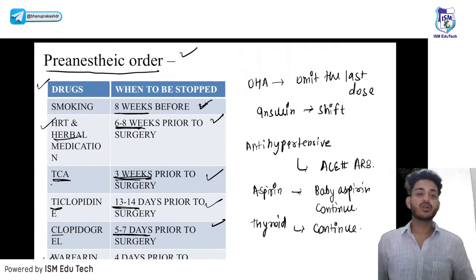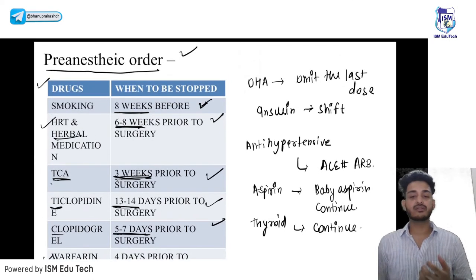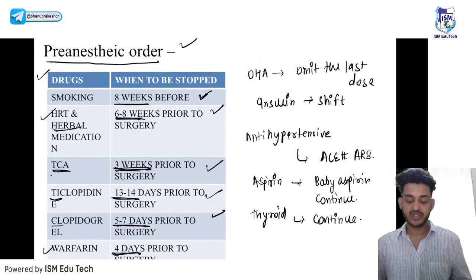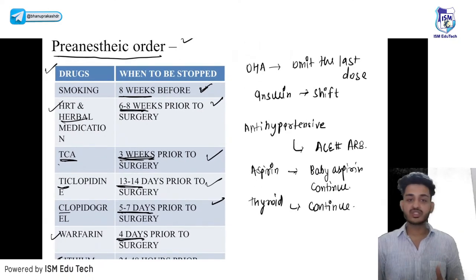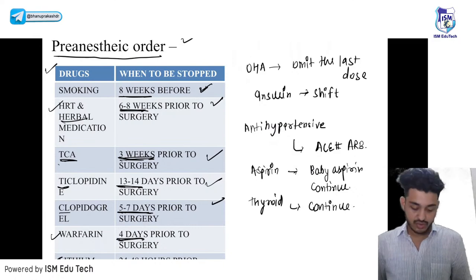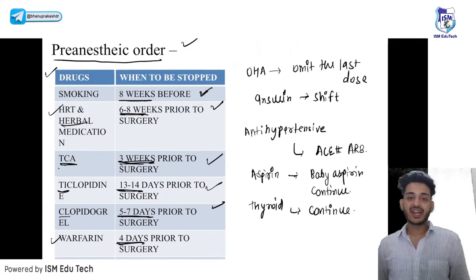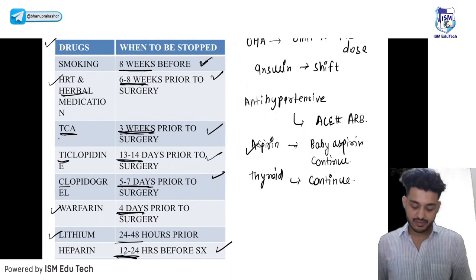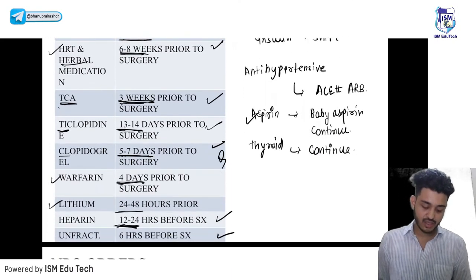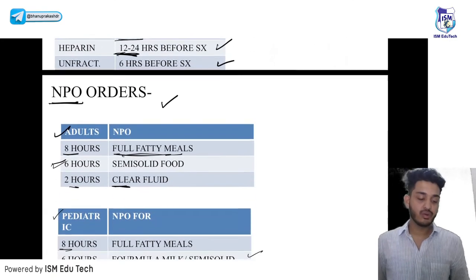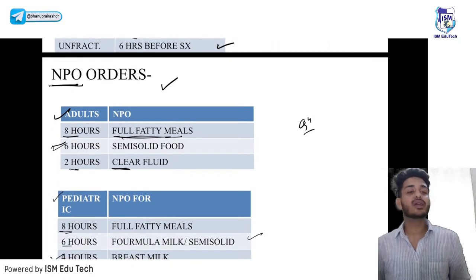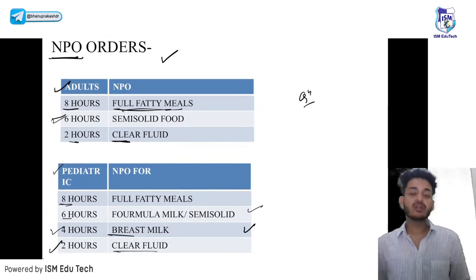Next one, pre-anesthetic order. That means before operating, we tell the patient which drugs he should continue and which drugs he should stop, right? So all those things will be considered in the pre-anesthetic order. Aspirin, we can continue. Clopidogrel has been asked. Ticlopidine has been asked. And TCAs have been asked, right? Lithium is also very important. Next, NPO. One question from NPO as well. Okay. And breast milk, we need to remember. It is 4 hours. Others will be same for both.